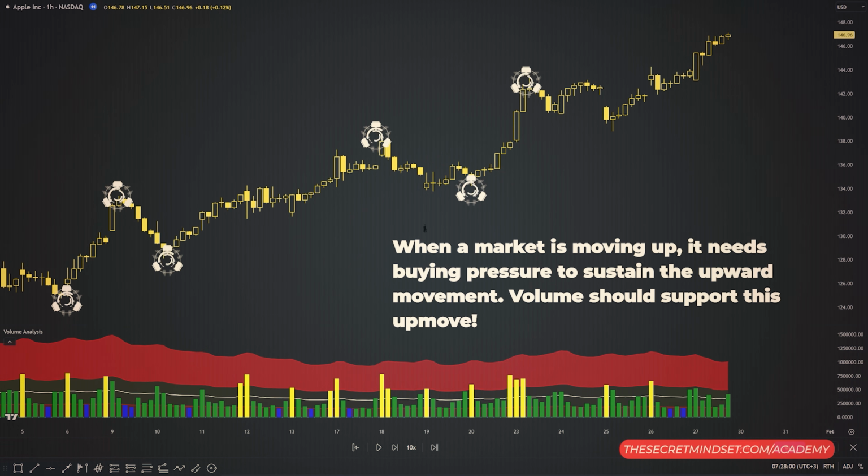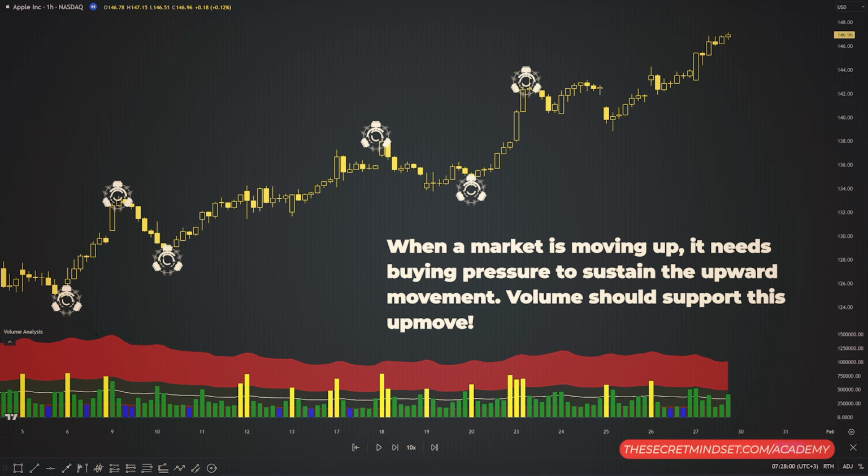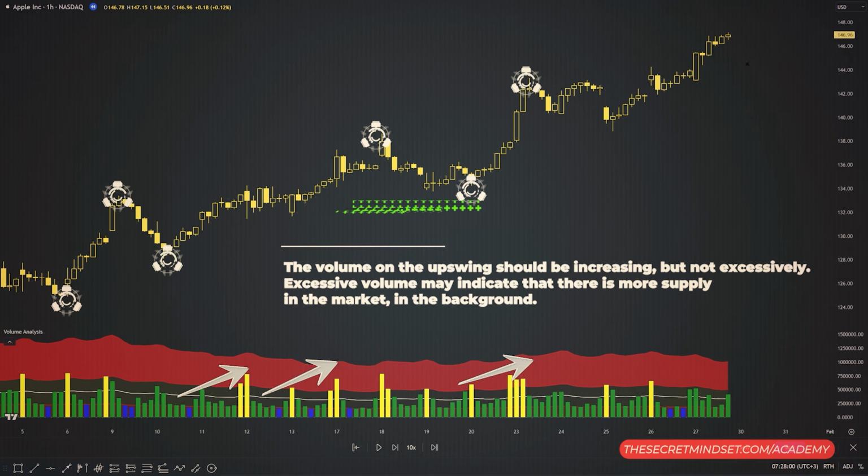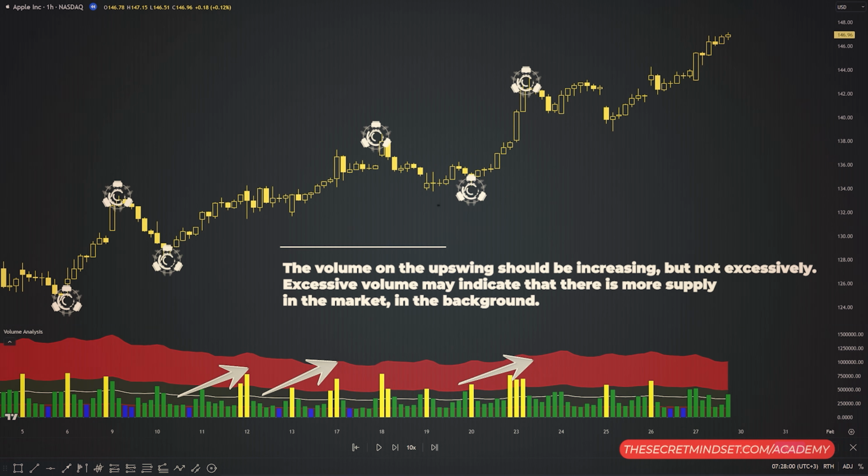When a market is moving up, it needs buying pressure to sustain the upward movement. This buying is typically seen when the present bar closes higher than the previous bar, and it's important to pay attention to the volume of the up bar. The volume should be increasing, but not excessively. Excessive volume may indicate that there is more supply in the market, in the background.